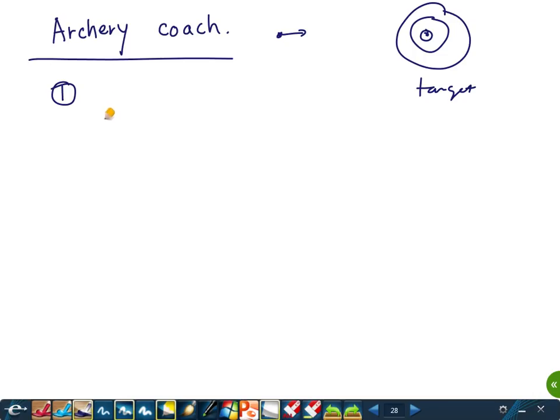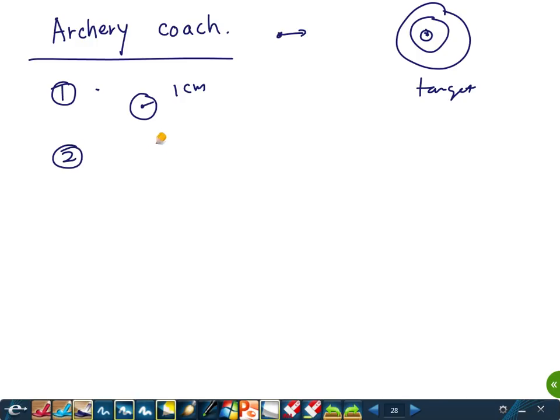So the first candidate says, I can put this arrow inside the radius 1 centimeter from the center. The first person says like this: I can always send my arrow inside this circle of radius 1 from the center. Yeah, pretty impressive, but let's see.